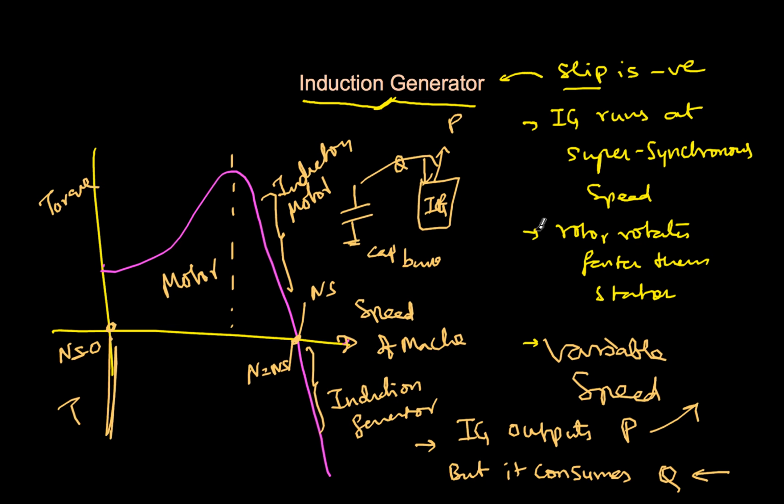So specifically, if you visit any wind plant, you can notice that if there is a substation nearby to the wind plant, you can also find the capacitor banks there. So those capacitor banks will give locally reactive power to the induction generators that are there in the wind turbine.